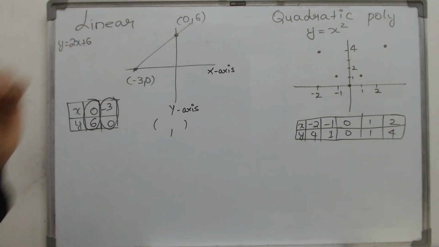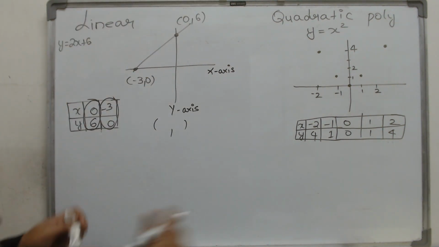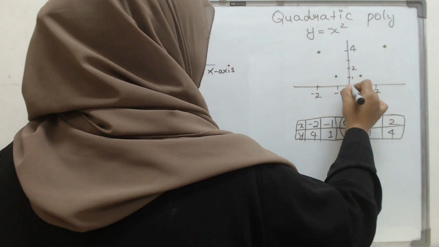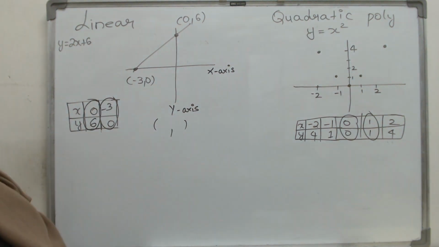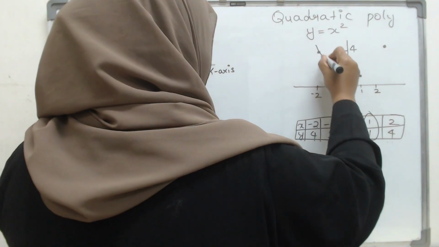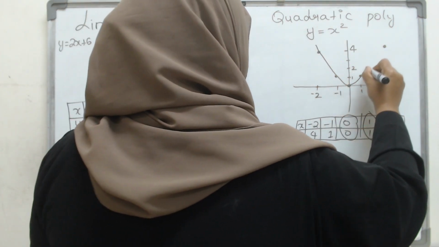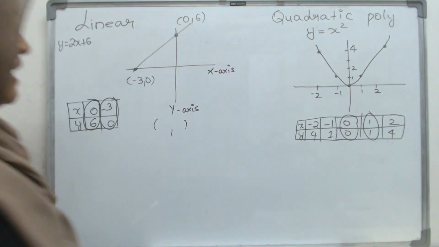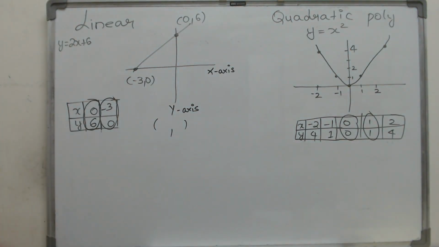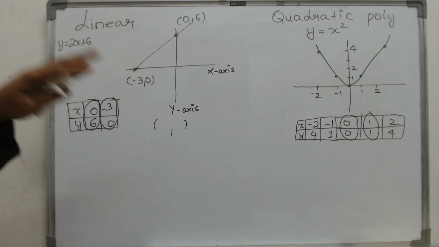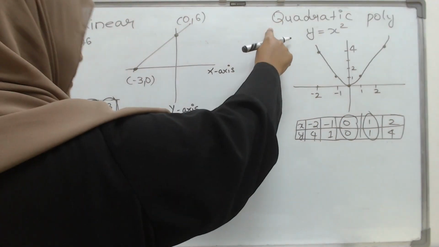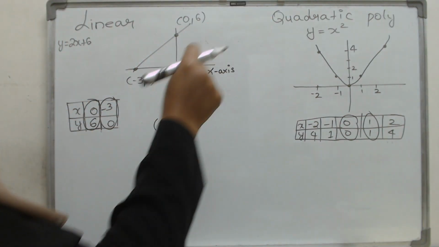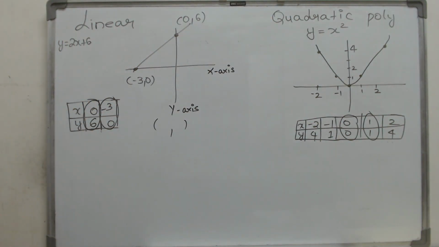Now we go on to the quadratic polynomial. We plot this point, which is the origin, and this point, and so on. I have already noted down the points, and when you join it, you will see that the figure looks like this. It is called a parabola. It is a mirror symmetrical image, and it more or less looks like U. So remember, when you start from a quadratic polynomial, you will always get a parabola.